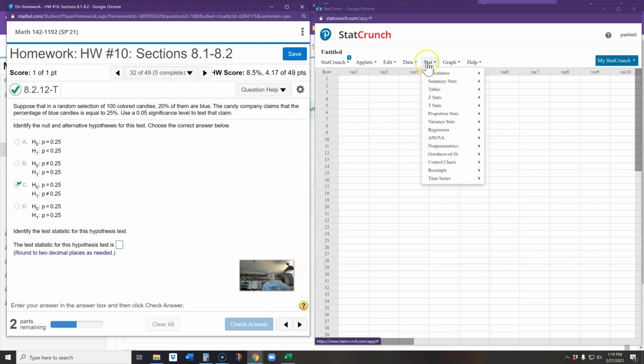So I would go to Stat, and this is a claim about proportions, so I go to Proportion Stats, One Sample, and in this case they gave us a summary.